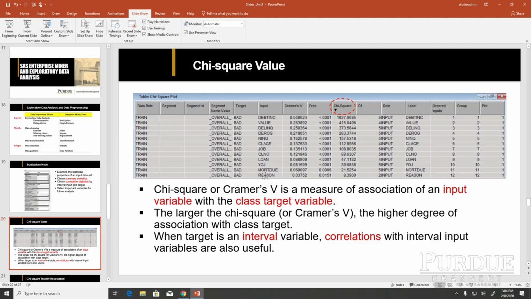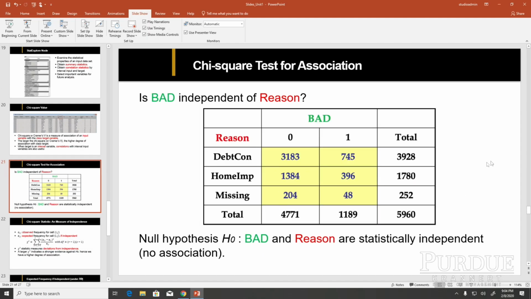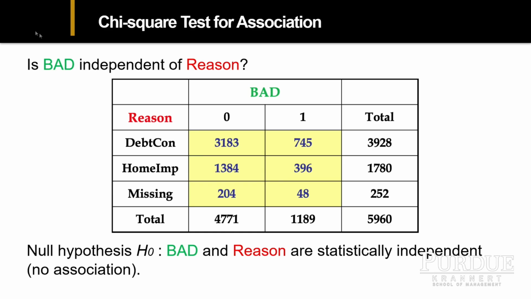Okay, so let's use reason as an example. Chi-square is basically a test of the association between an input variable, reason, and the target variable called bad. The hypothesis is that bad and reason are statistically independent. That's our null hypothesis. To do that, we get a table. The first column is bad equals 0, the second is bad equals 1. For reason, we have two values, debt consolidation and home improvement. We also have some missing values.